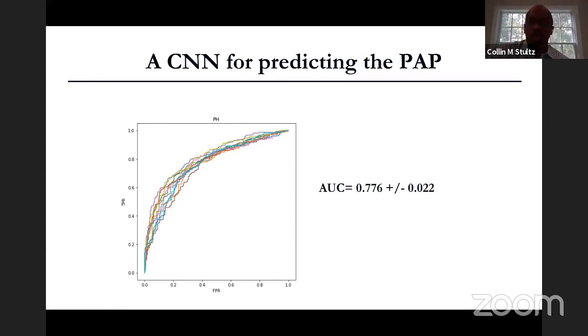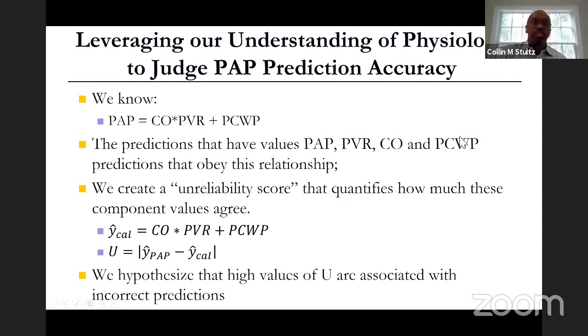So yes, we have an AUC of close to 0.8 for this setting. And the reason why we predict these other quantities is we know that we can relate the PA pressure to the cardiac output, the vascular resistance, the pulmonary capillary blood pressure. The upshot is this: we can predict the PA pressure. We have these other components.